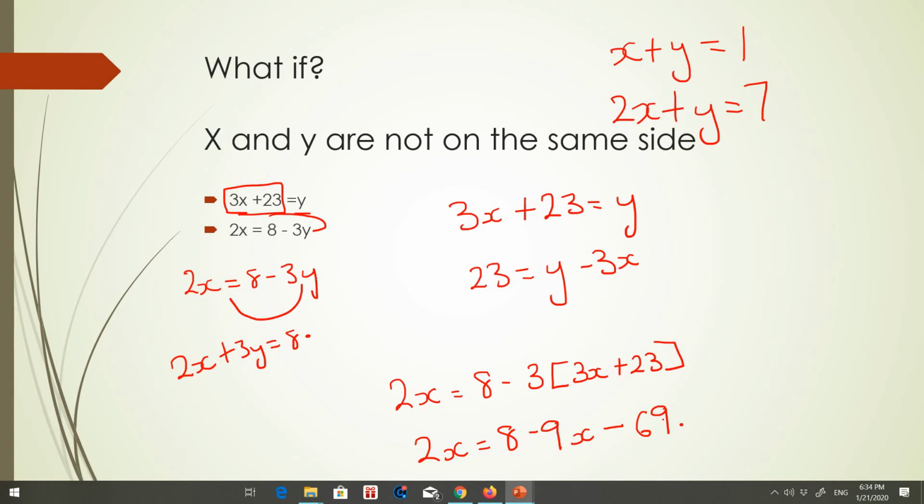Okay, so let's start calculating. So we have 2x equals 8 minus 9x minus 69. So let's bring the 9x here. So we have 2x plus 9x equals 8 minus 69. 11x. Okay, 11x. And 8 minus 69, that should be minus 61, right? 8 minus 69 should be minus 61.